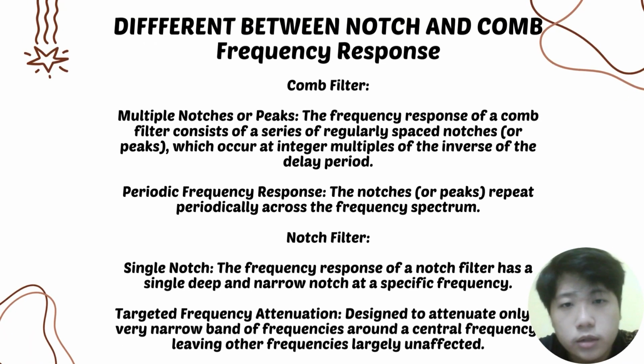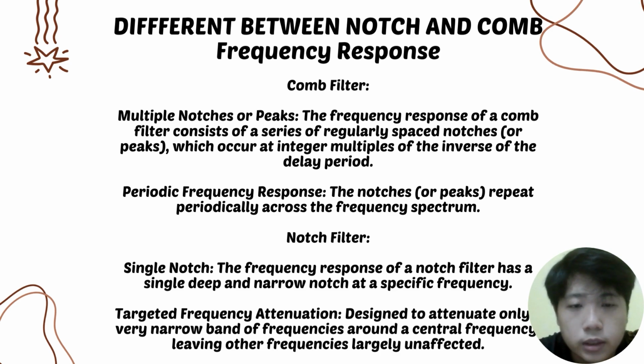So why did we change the notch filter to a comb filter? What is the difference between them? A comb filter has multiple notches or peaks. The frequency response of a comb filter consists of a series of regularly spaced notches or peaks, which occur at integral multiples of the inverse of the delay period. The notches or peaks repeat periodically across the frequency spectrum.